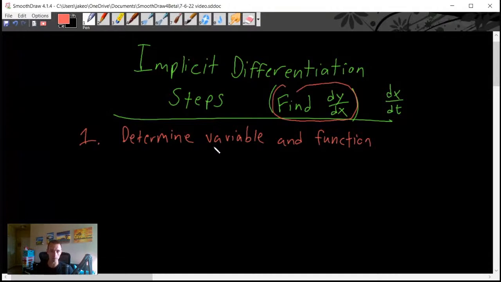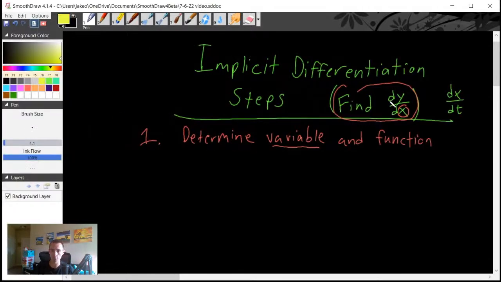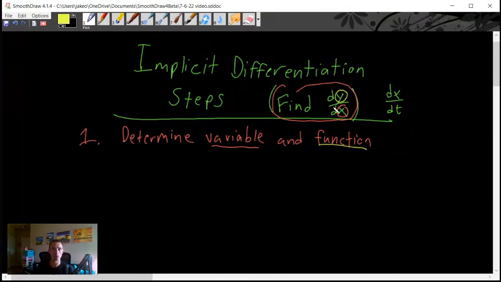It tells us what our variable and what our function are. If you have d something over d something, whatever letter is on the bottom is going to be your variable, and whatever letter is on the top, in this case y, is going to be your function. So for dy over dx, our function is y and our variable is x. If we're told to find dx/dt, that tells us t is our variable and x is our function. So that answers step one right there.